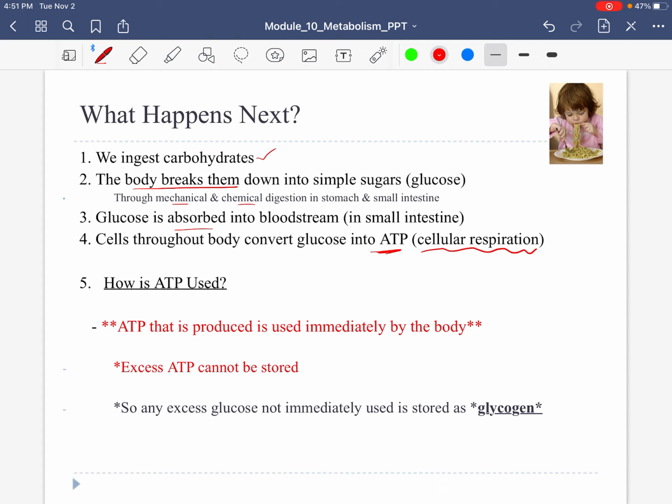Remember, and actually here I have it in red, so I'd like you to know it. ATP cannot be stored, so we produce ATP on an as-needed basis. The glucose can be stored. Remind yourself that stored glucose is stored as something called glycogen. You remember this. We store glycogen in the skeletal muscles and in the liver.